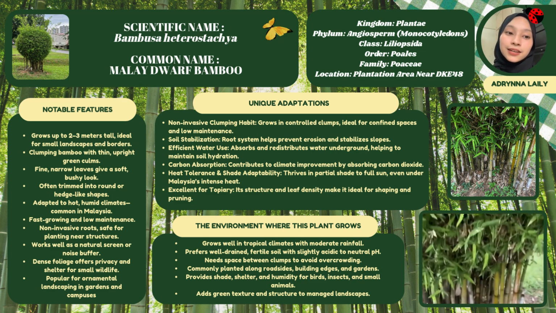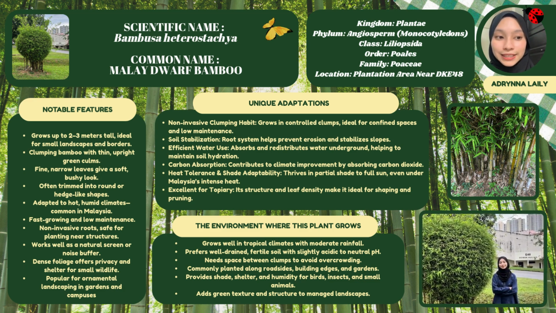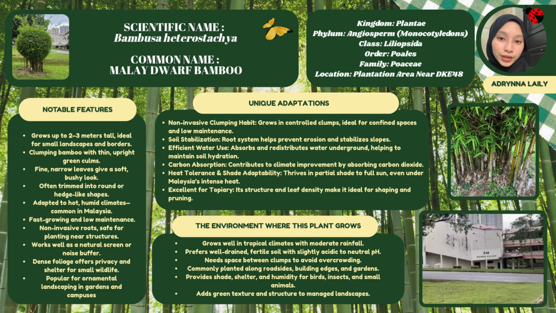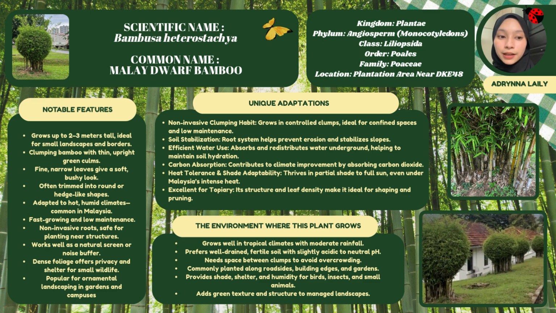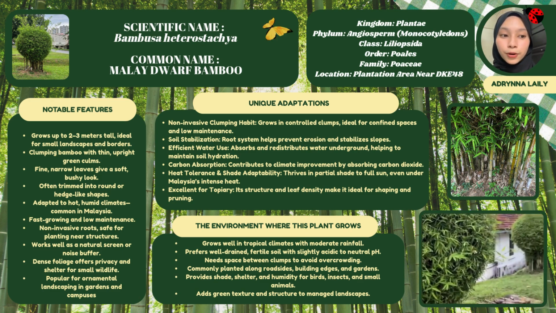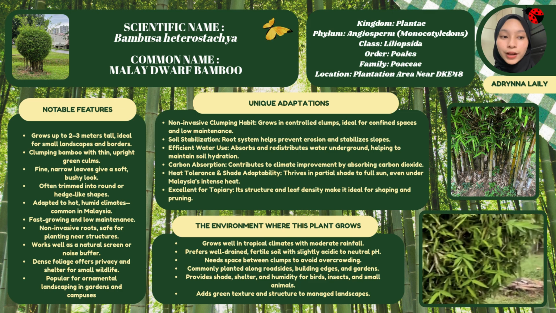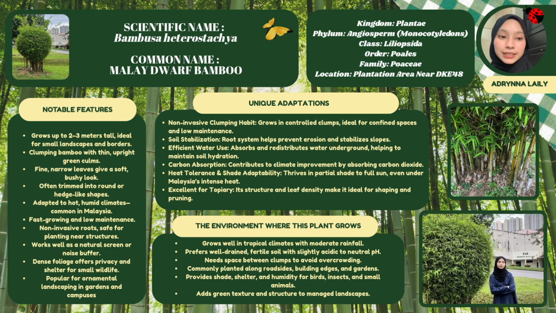Lastly, it is excellent for topiary, where due to its structure and leaf density, making it ideal for shaping and pruning. And then lastly, the environment where this plant grows. It grows well in tropical climate with moderate rainfall. It prefers well-drained fertile soil with slightly acidic to neutral pH.